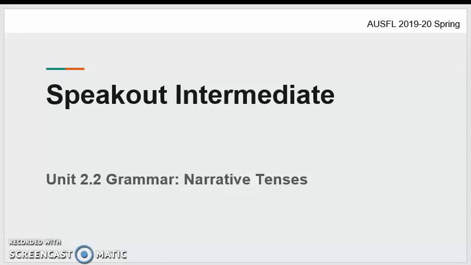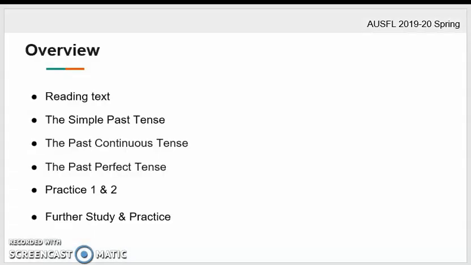You can find this lesson in your coursebook Speak Out Intermediate, Lesson 2.2. We will start our lesson with a short text, and through this text, we will study the simple past tense, the past continuous tense, and the past perfect tense. Then, we will do some exercises, and I'll finish after suggesting you several links for further study and practice.